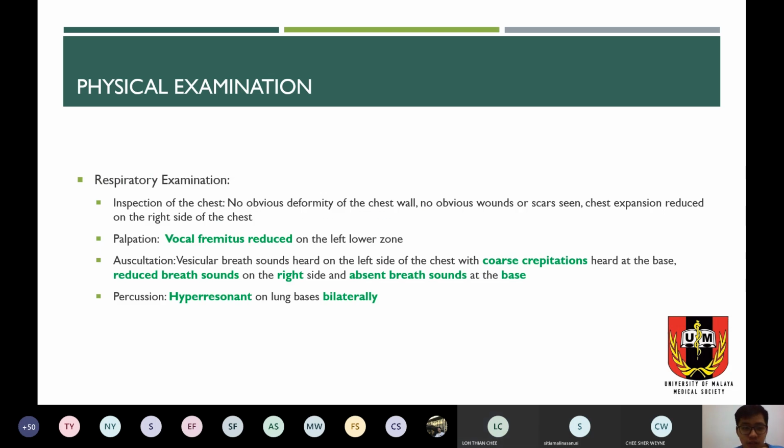Respiratory examination. On inspection of the chest, there's no obvious deformity of the chest wall, no obvious wound or scar seen. Chest expansion is slightly reduced on the left side of the chest, not right side, left side. Vocal fremitus reduced on the left lower zone. On auscultation of the chest, vesicular breath sounds heard on the right side.